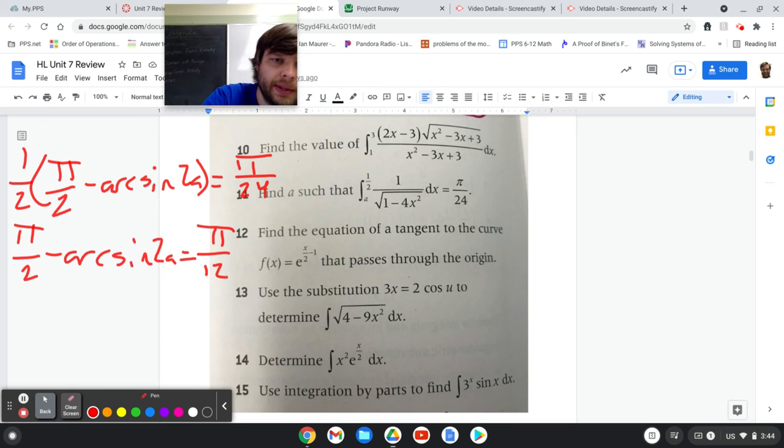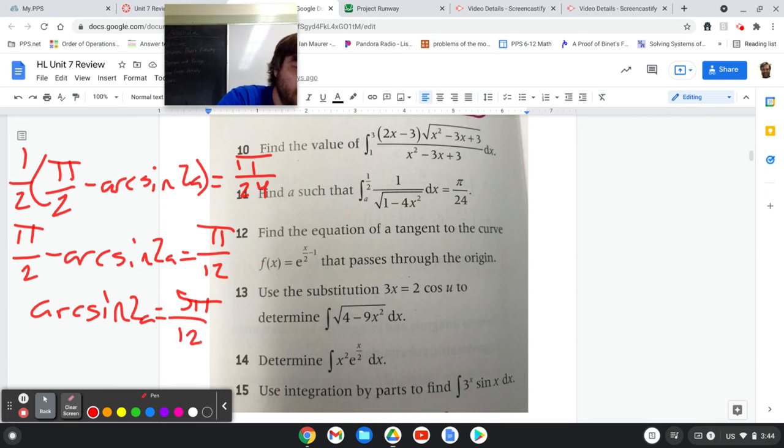Pi over 2 is the same as 6 pi over 12. So I get the arc sine of 2a is equal to 5 pi over 12 because I canceled out the negatives. And then 5 pi over 12 is just really not doing it for me. So I'm going to need to use a calculator here because that's not something I have memorized on the unit circle. The way we can cancel out arc sine is by doing the sine of both sides.